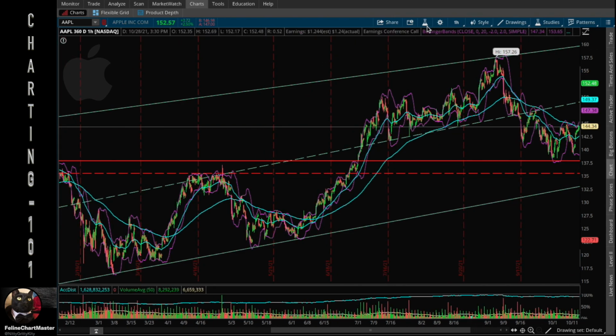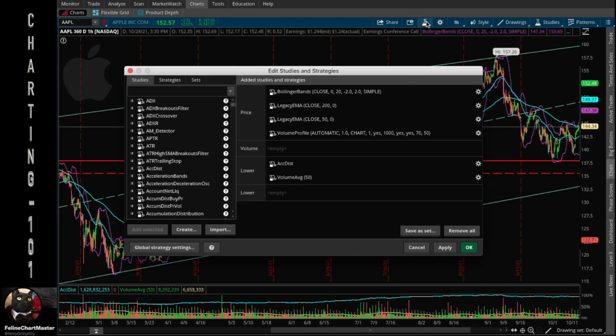Let's just pull up 2 indicators, okay? We'll stay with Apple. And let's just go RSI.